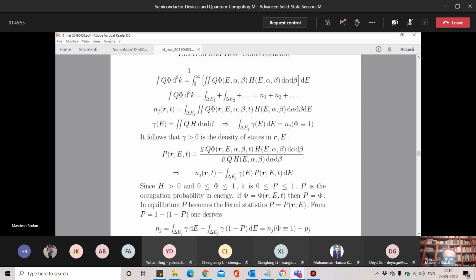How does the concentration of one single band look like? It is indicated in the third line. It is the integral over the delta Ej. J is the counter of the band. It could be 1, 2, etc. Delta Ej is the extension of band number j in energy. And then you have the integral over the other two variables, alpha and beta.